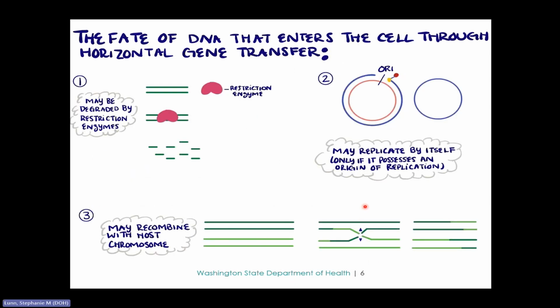But first, before we get into discussing the mechanisms of horizontal gene transfer, we should consider the fate of DNA that enters the cell through horizontal gene transfer. That is to say, what might happen to the DNA once it enters the cell. Whether DNA has been transferred by transformation, transduction, or conjugation, there are three possible fates.